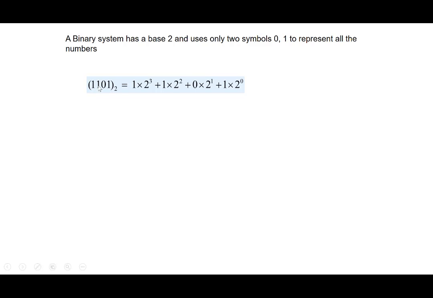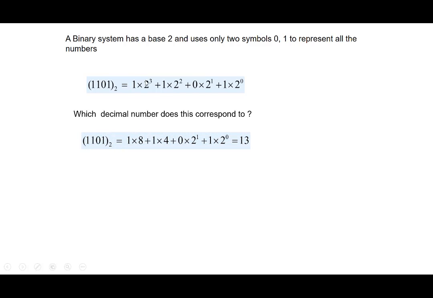So when you write 1101 to the base 2, each position has a different weight. The first one, the least significant bit, has weight 2 to the power 0, then 2 to the power 1, 2 to the power 2, and 2 to the power 3. So we can write it in this form, and it's easy to convert it into the decimal system. You convert 2 to the power 3 to the decimal digit 8, and 4, and so forth. So this is equivalent to 13.